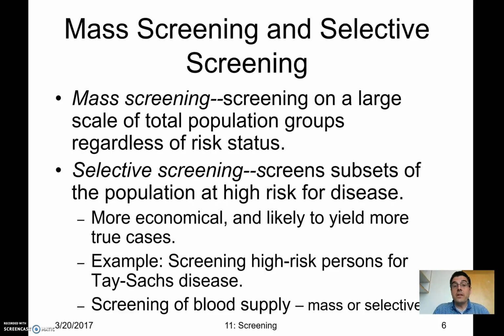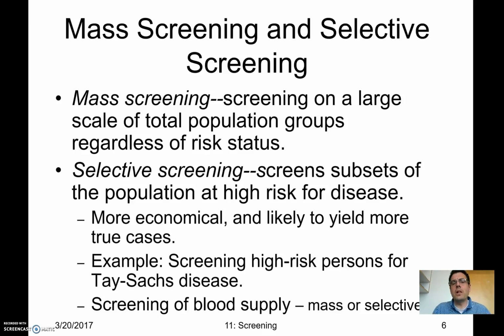Then there's also another way to look at it with mass screening. This is where you screen a large number or large scale of the total population groups regardless of risk status. And this is just trying to understand what's going on within the community. Or do we have a potential risk factor or a disease within a community that we're not all that aware of? For example, we could look at lung function or asthma rates within the community, and is there a rapid screening test that could be performed here in Cache County to determine the potential risk factors that may be associated with our air quality?